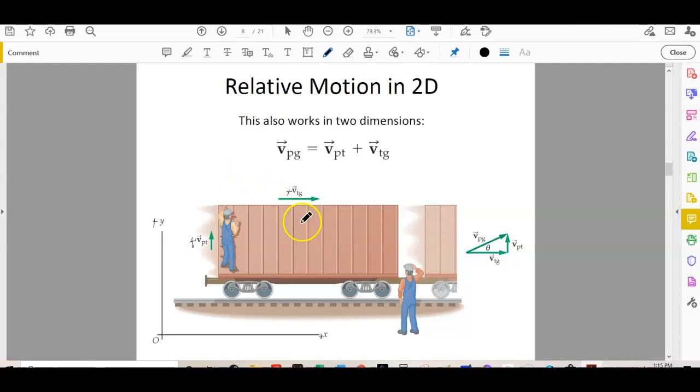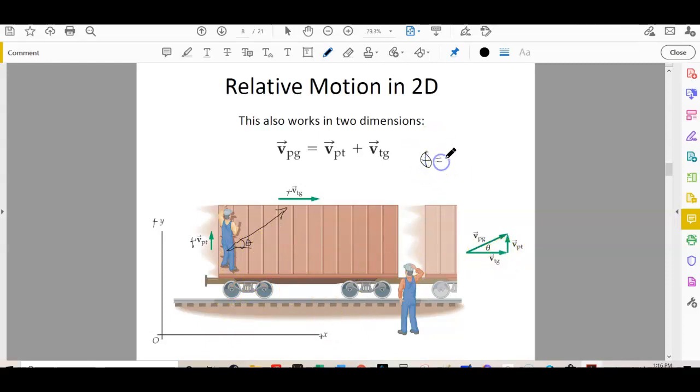Okay, well, this person is standing still, so they're the still reference frame. So from their perspective, they are going to see this person moving to the right on the train, but also moving up. So this person is actually going to be moving up and to the right relative to the person standing on the ground at some angle theta, right? And that angle theta would be the inverse tangent.